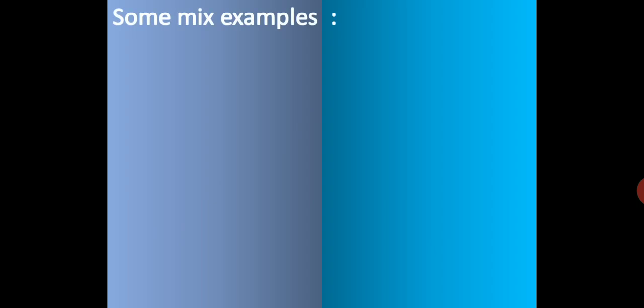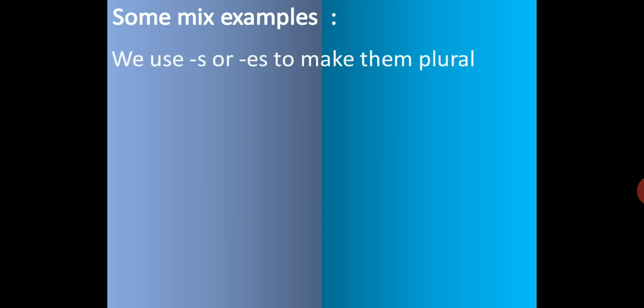Let's see some mixed examples with S or ES. Means here we have to decide by ourselves when we add S and when we add ES to make them plural. We use S or ES to make the singular into the plural form. First is a girl. There is no hint when the last letter is L. Then what can we do? We use the general rule, means we add S to make it plural. So a girl becomes girls by adding S.